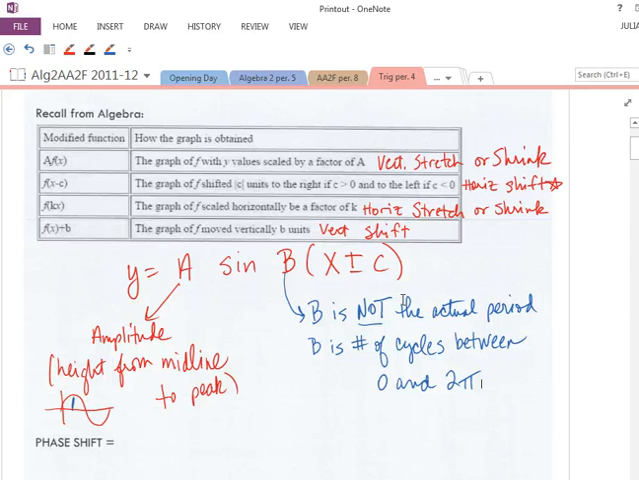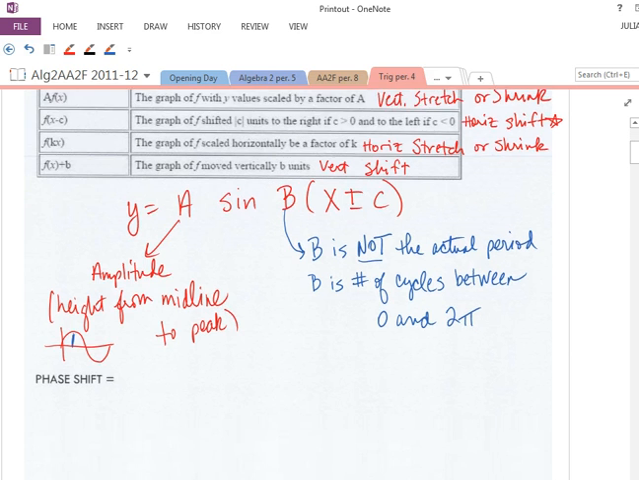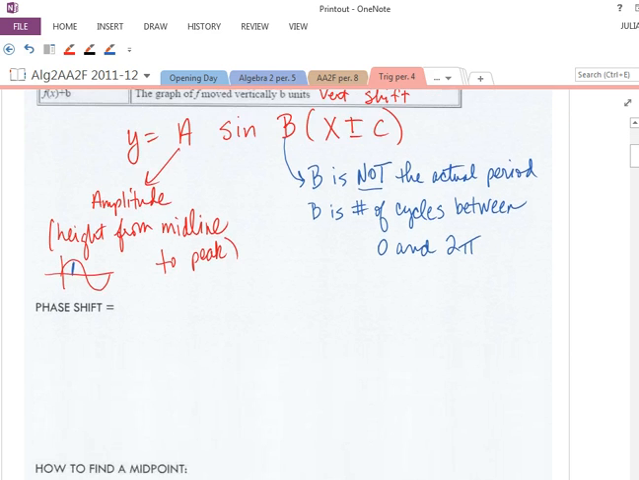How are we doing? Okay, all right, next, phase shift. This is the horizontal shift. We're moving to the right or moving to the left. Okay? Move right or left. And this is going to change your starting point.